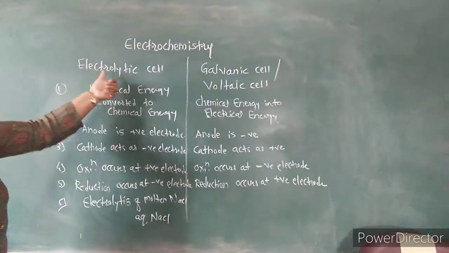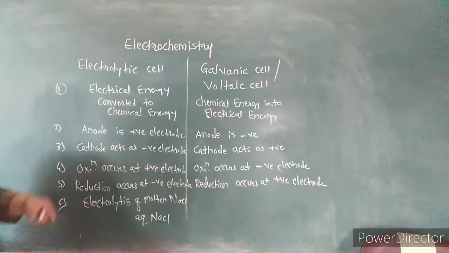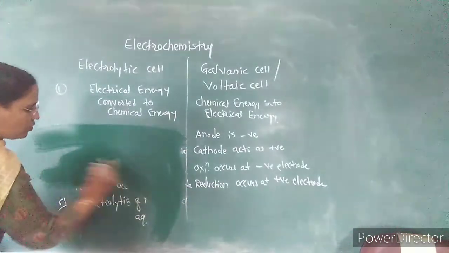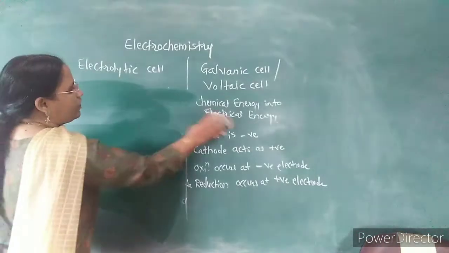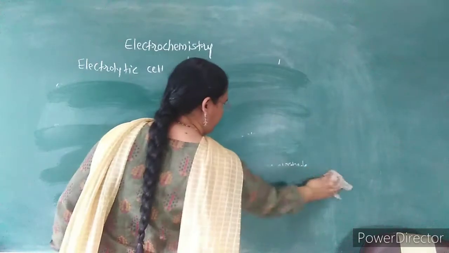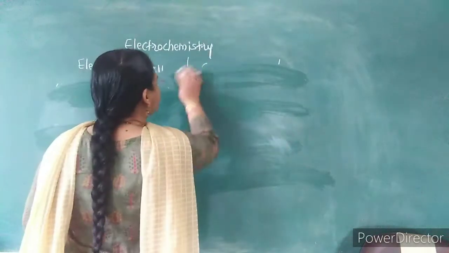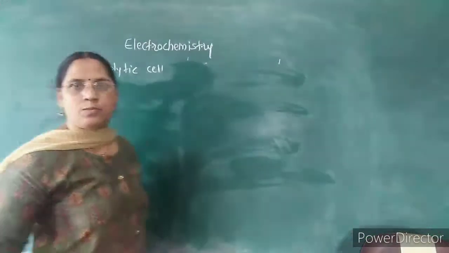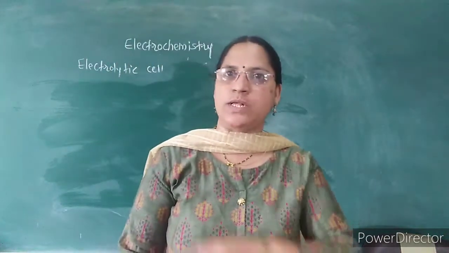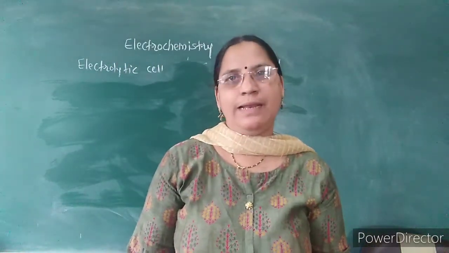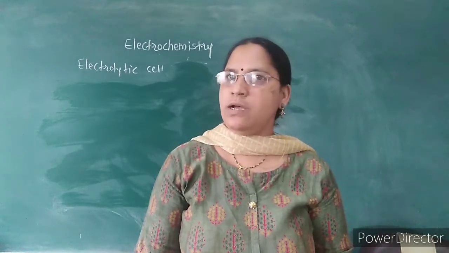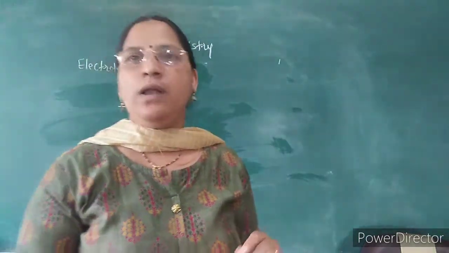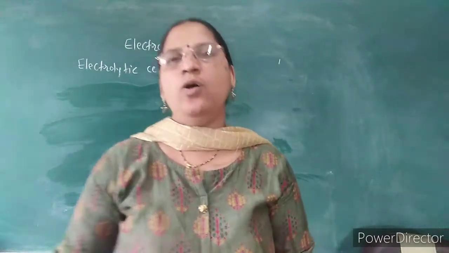Now we will start with the first one, that is electrolytic cell, in which electrical energy is converted to chemical energy, and anode acts as a positive electrode while cathode acts as a negative electrode. So the concept of electrolysis is what we are going to start now. What is an electrolytic cell? It is a cell in which electrolysis can be carried out. How can the electrolysis process be carried out? In the electrolysis process, ions are produced by passing electricity, and these ions move towards the opposite electrode. So now we will start with the concept of electrolysis for aqueous NaCl and electrolysis for molten NaCl.